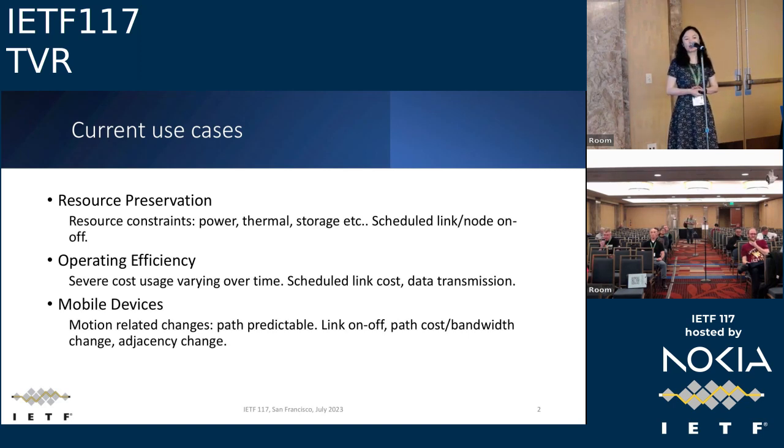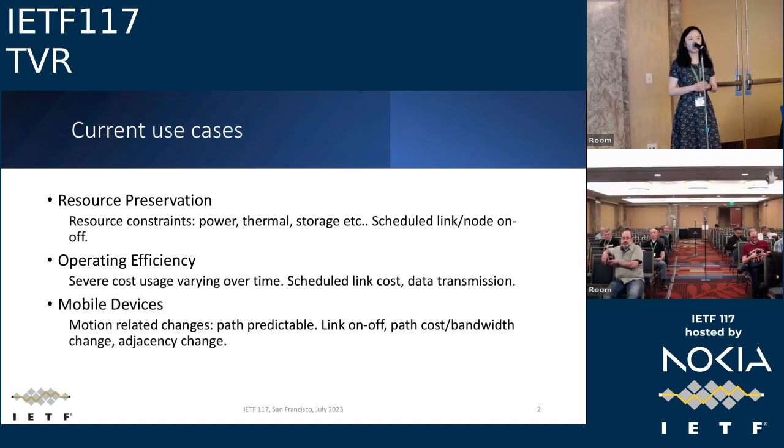So in this document, currently we have 3 categories of use cases. I already did a very detailed presentation at the last IETF about all these use cases. So I won't bore you with repeating all those details again, but for everyone's benefit, I'll just do a quick recap of all these 3 categories. The first one is about resource preservation. This is very much relevant to the kind of networks that have constraints such as power, storage, etc. From the network point of view, we will have link activation, deactivation, or a node that's on and off based on a schedule. The second category is about operating efficiency.